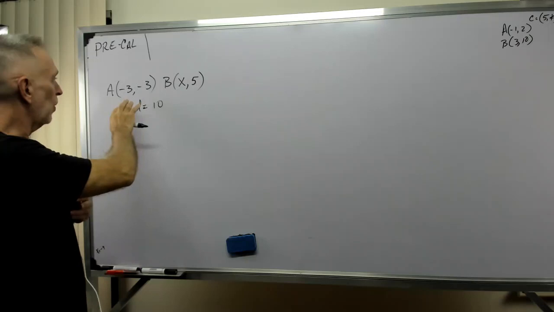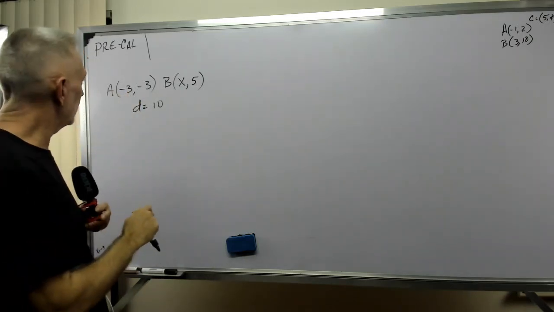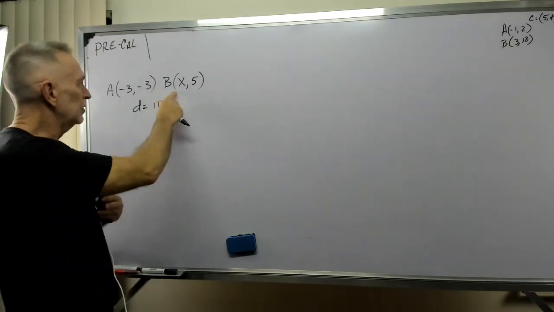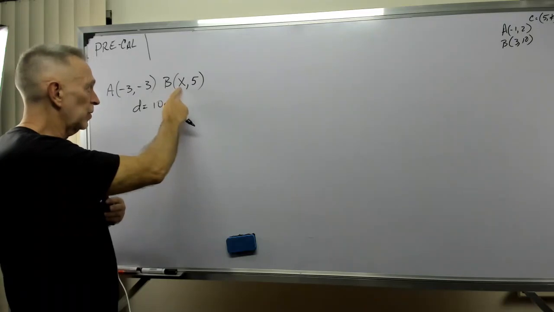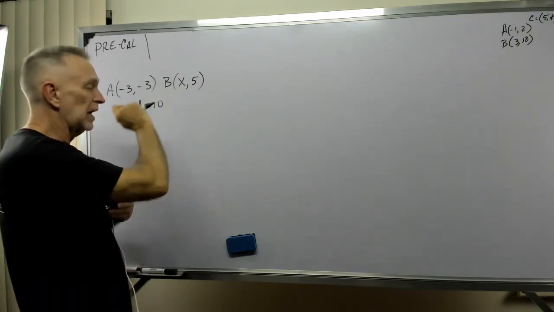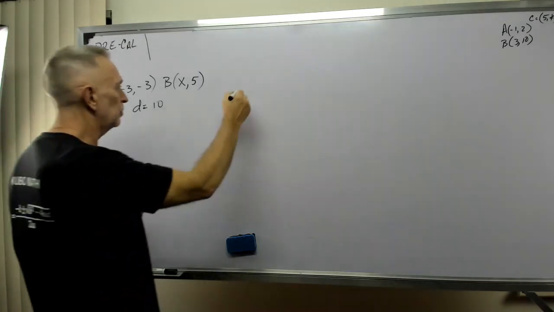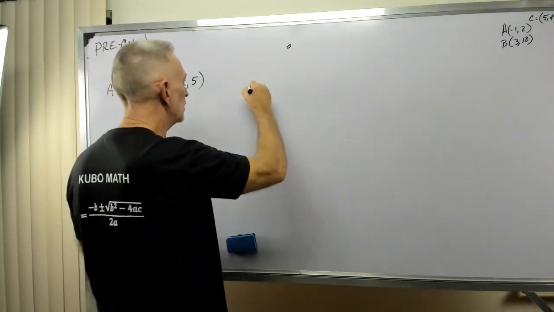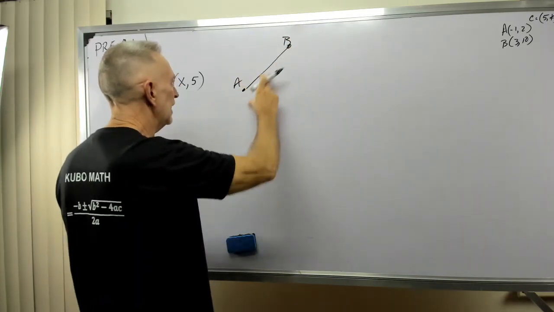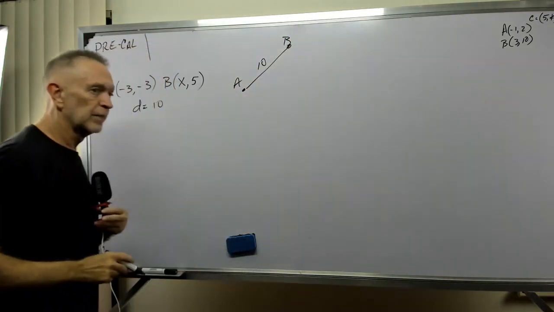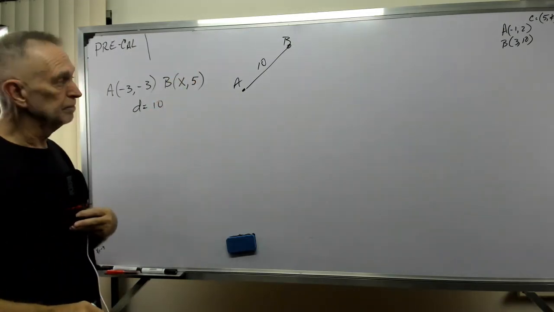We have 2 points. Point A is at -3, -3. Point B is at some value x. We don't know what that is. That's what we have to solve for. And the y value of 5. But the distance between those 2 points, A and B, that distance is 10. What should x be in order to give you 10?